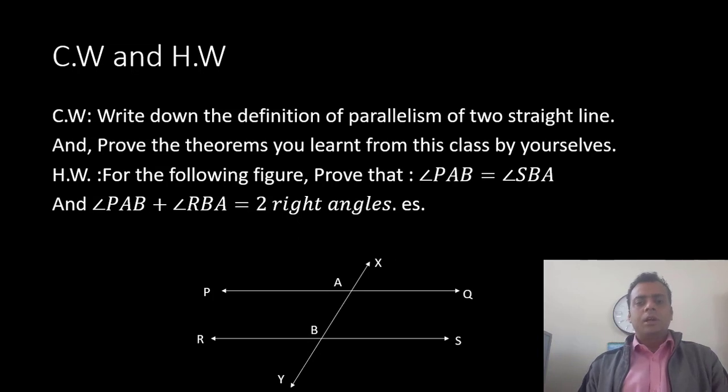Now you have some CW and HW for this class. As the CW, you have to write down the definition of parallelism of two straight lines and prove the theorems you have learned from this class by yourselves. And as HW, for the following figure, you have to prove that angle PAB is equal to angle SBA. And also you have to prove that angle PAB plus angle RBA is equal to two right angles.